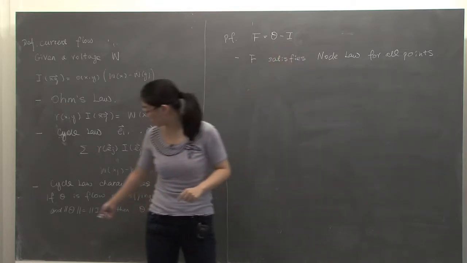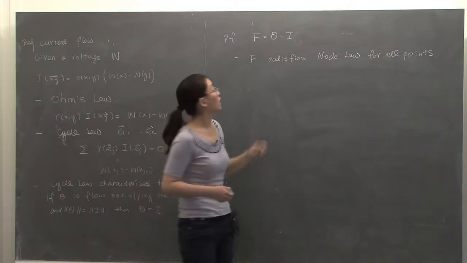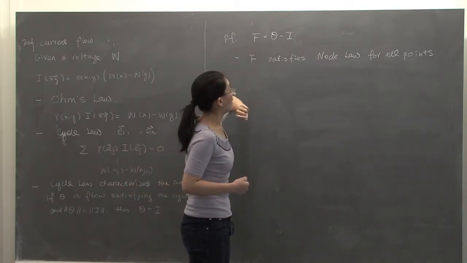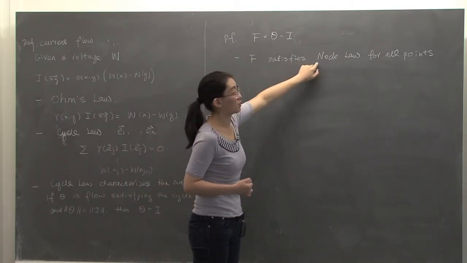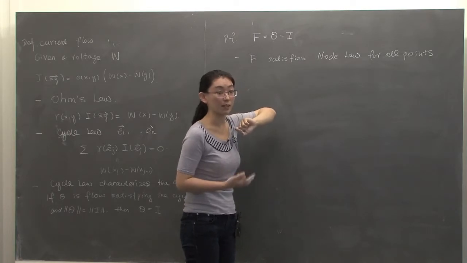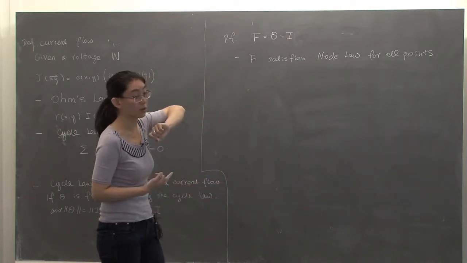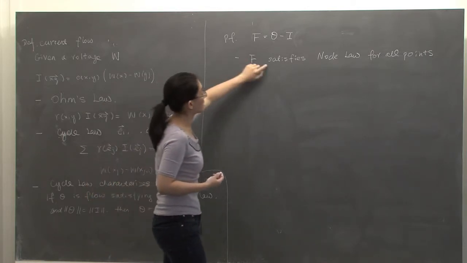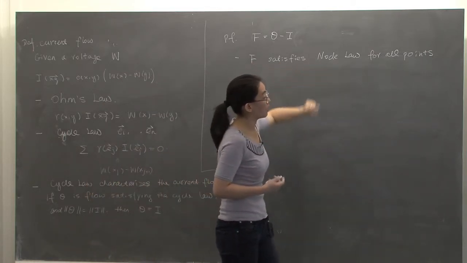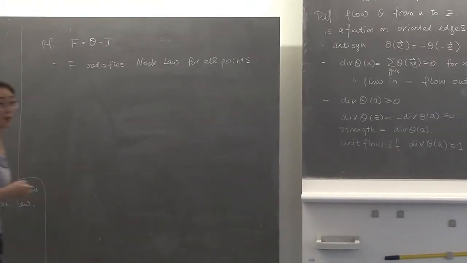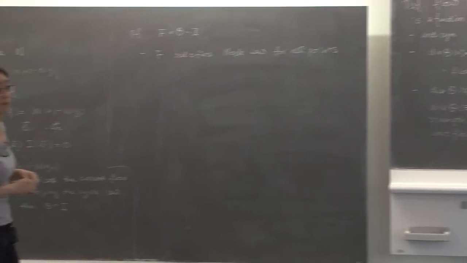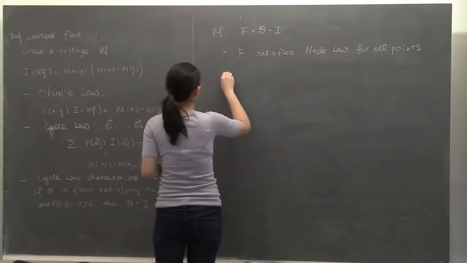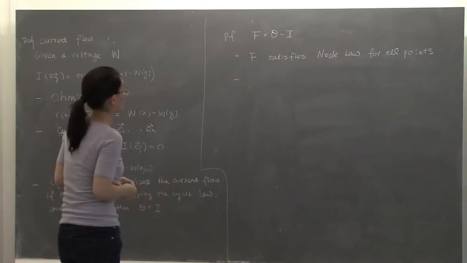And since we assume that the strengths are the same, this f also satisfies the node law at the source. And then in the same way, we can also prove that it satisfies the node law at the sink. So it satisfies the node law in the same way as a flow. And more than that, it satisfies the node law for all the vertices. Okay, so this is the first property f satisfies.